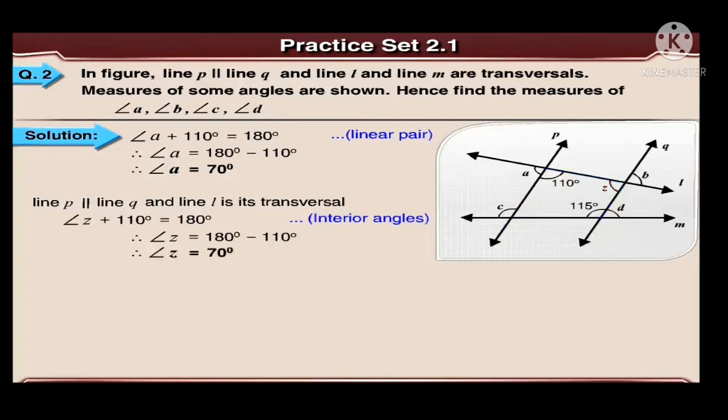Now we will find out angle B. Angle B is congruent to angle Z, that we know, because they are vertically opposite angles. Therefore, angle B is equal to 70 degrees.